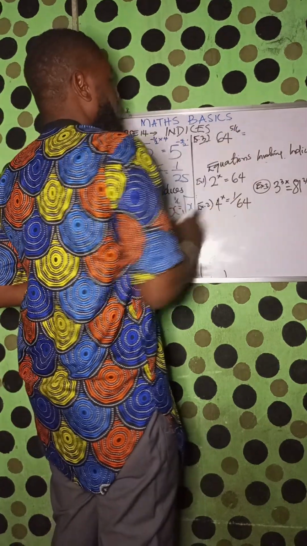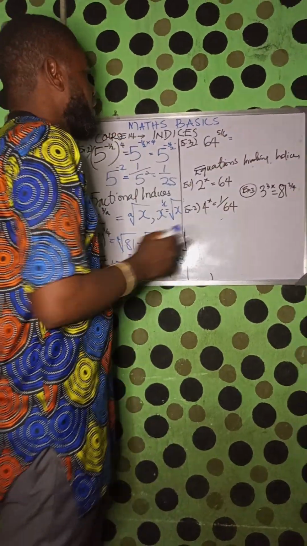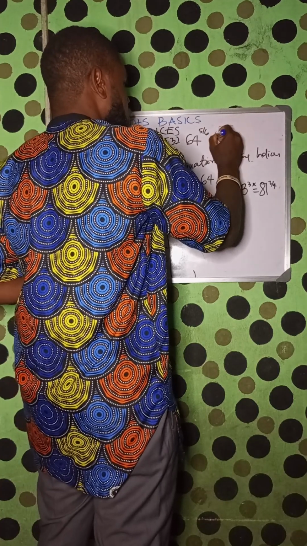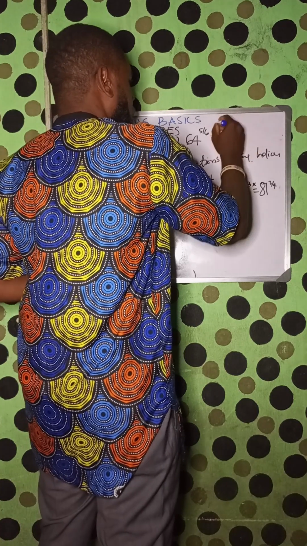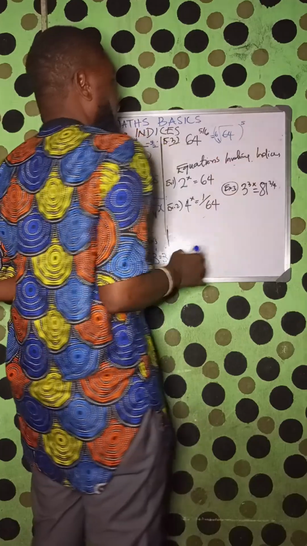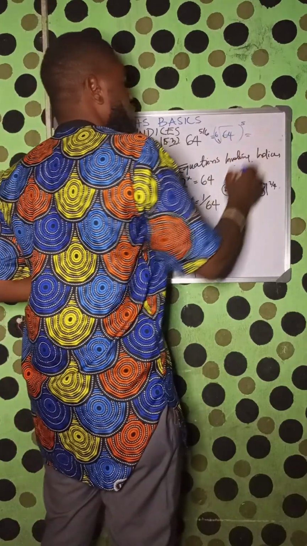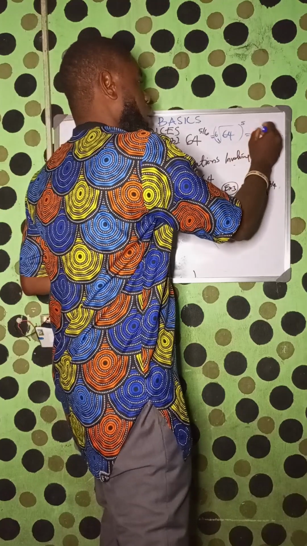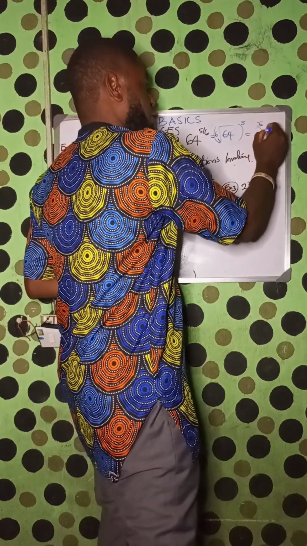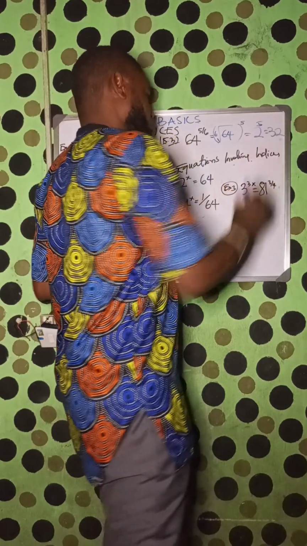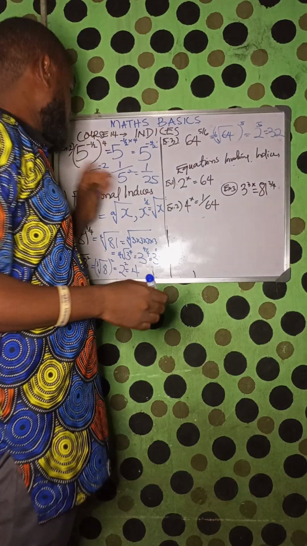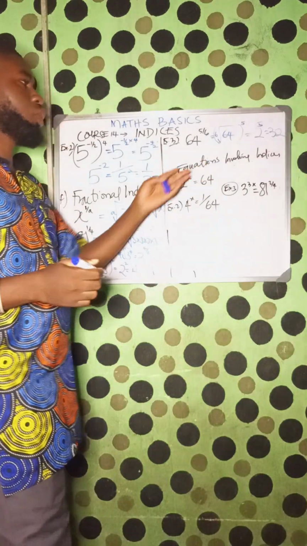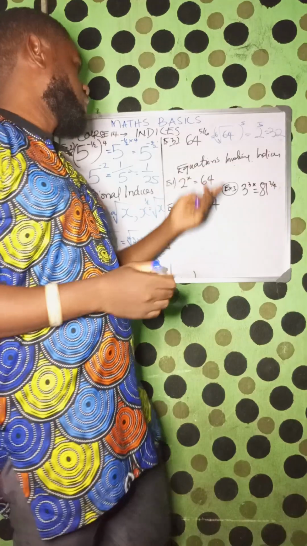Here you have 64 raised to the power 5 over 6. This is saying the 6th root of 64 raised to the power 5, and the 6th root of 64 is the number you multiply by itself 6 times to get 64. That number is 2. Very quick, and 2 raised to the power 5 is 32. Now this is about the laws, and now let's jump very quickly into equations involving indices.